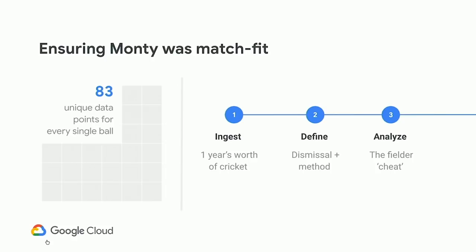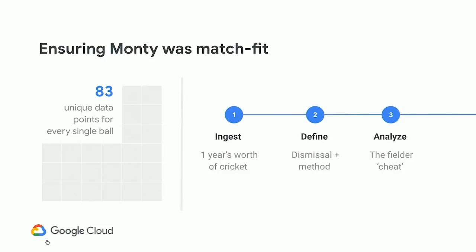Now, the first step was to find a world-class data provider in Opta Sports. So they track 83 unique variables with every single ball, and that's available within seconds of it leaving the bowler's hand. So we knew we had great training data and a live feed set up. So after that, we could start experimenting with tables.